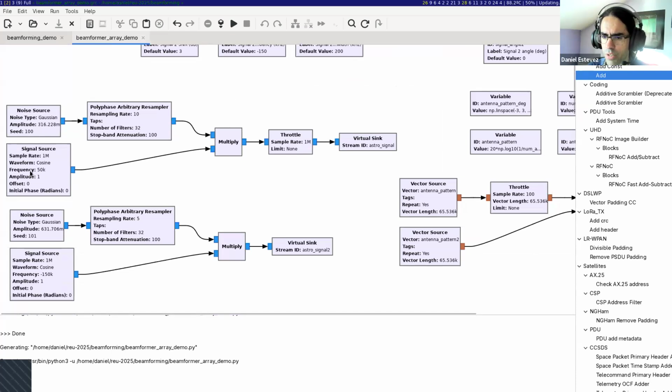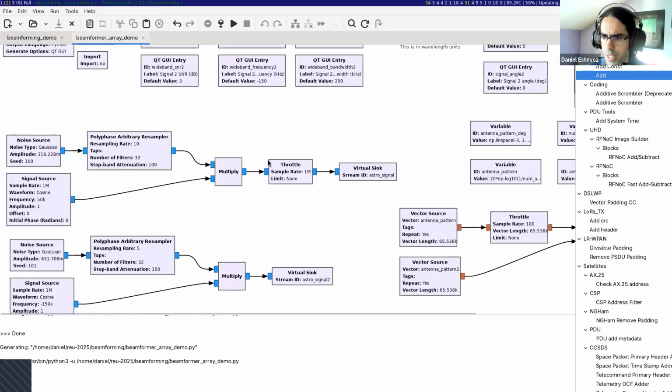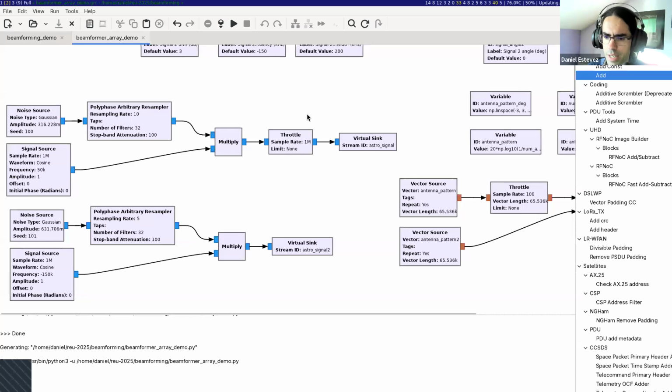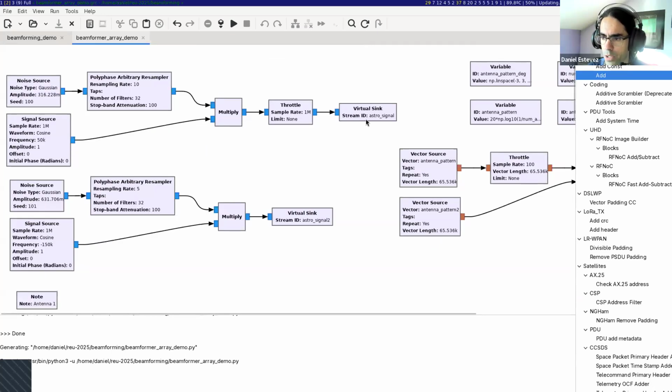I'm going to simulate 2 different signals. We already know how to generate them. It's the same thing as in the previous flow graph. I have the SNR, frequencies and bandwidths for each of them. The reason I want 2 signals is because I'm going to simulate that I have 2 signals coming from 2 different sources in 2 different directions, so that I can see how each of them is received by the array. So we have astronomical signal 1, astronomical signal 2.